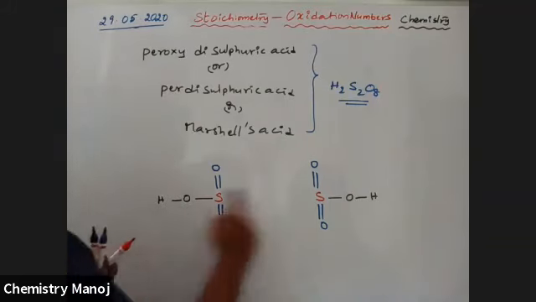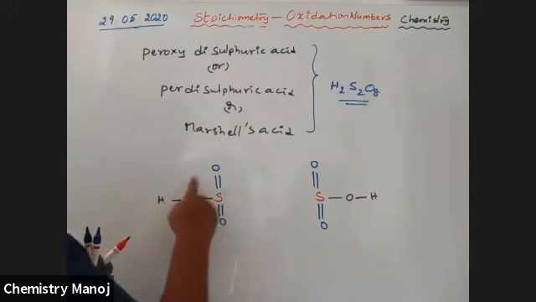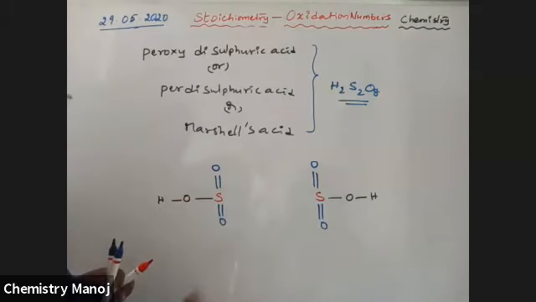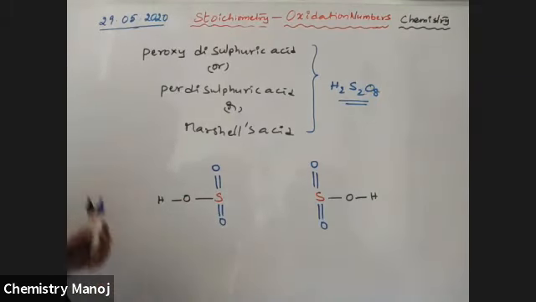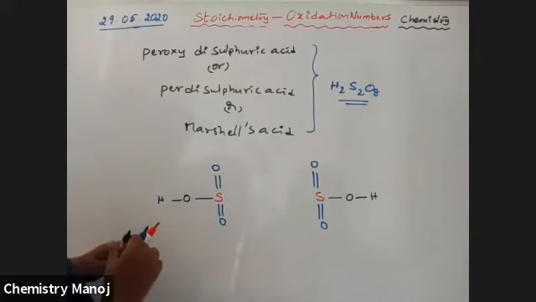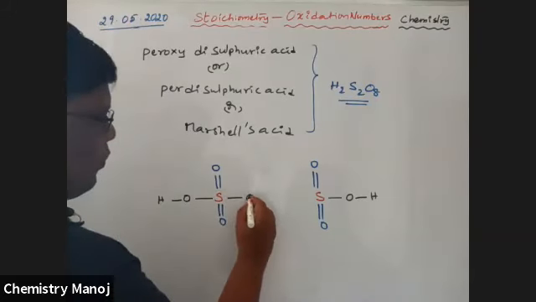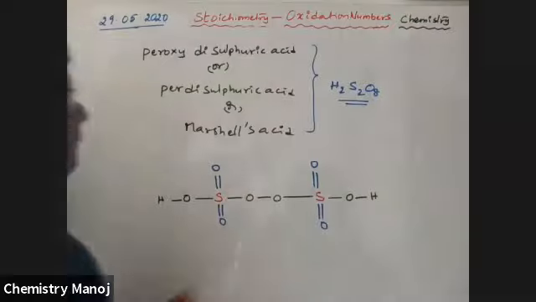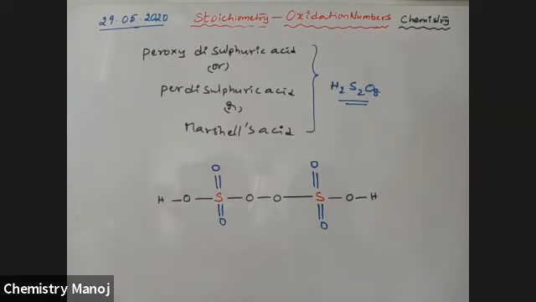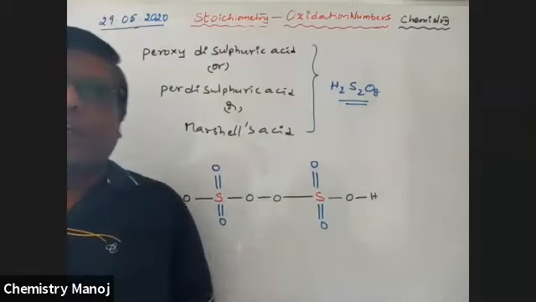Here, H2S2O8, 1, 2, 3, 4, 5, 6. The remaining two oxygens are there. Now, those two oxygens are like this. These are the two oxygens. So these are the structures for H2S2O8.